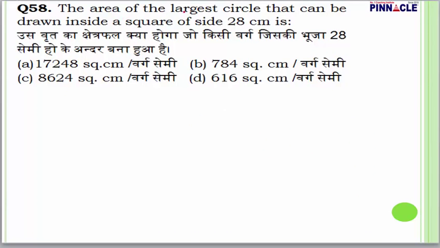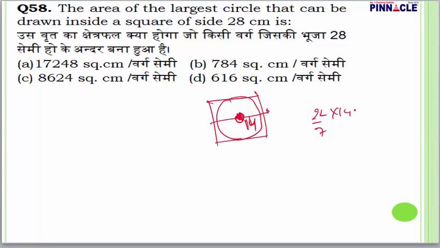Next question, question number 58. The area of the largest circle that can be drawn inside a square of side 28 meter. 28 meter is the side, so the radius would be 14. Area would be equal to pi r square.